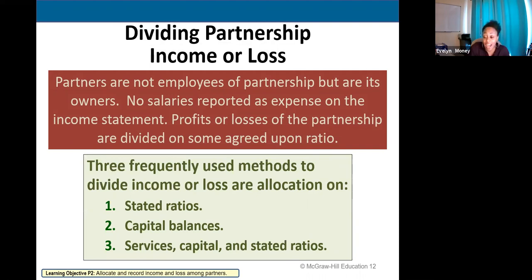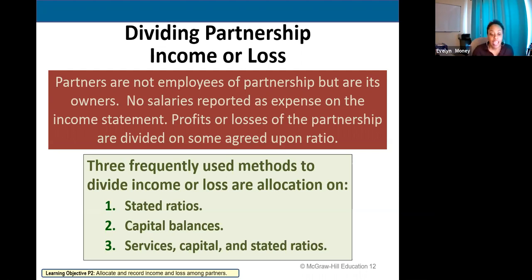You'll see it again. You cannot be an employee of a business that you own when that business is a sole proprietorship or a partnership. In a corporation, yes, that can happen. But in a sole proprietorship and a partnership, you cannot be an employee of a business that you own. Why am I telling you this?